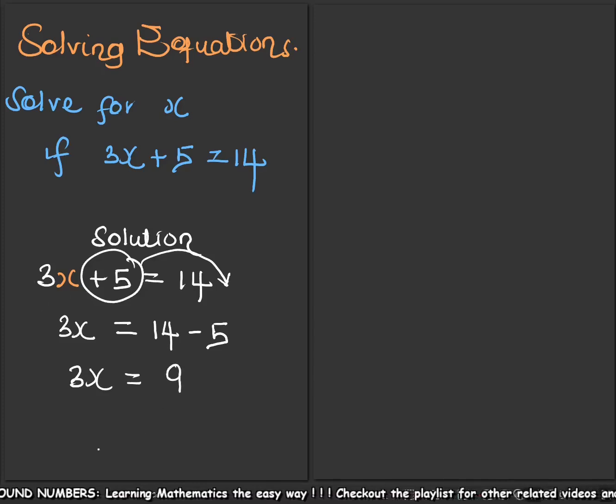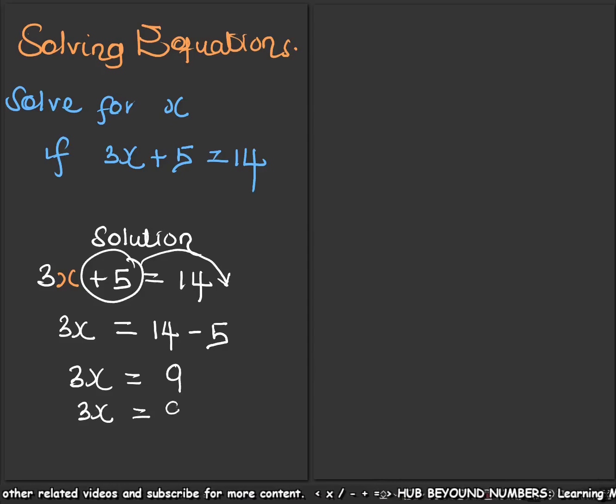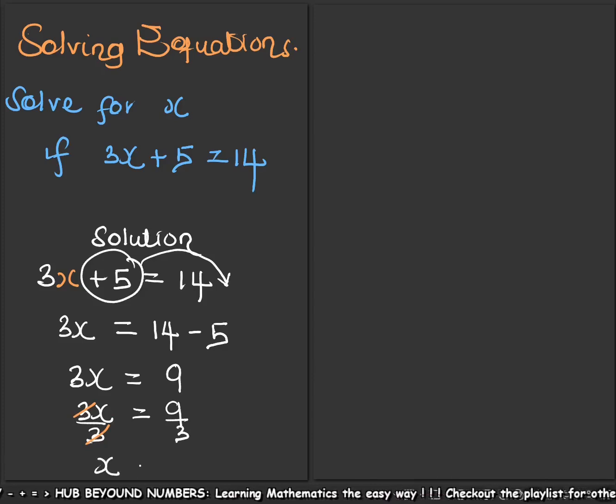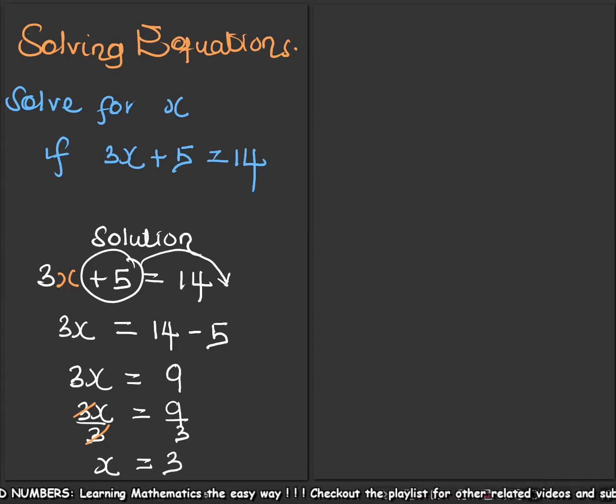We still don't have our x, so we use the inverse operation. What do I mean by the inverse operation? This is 3 times x. So if you want to take out the 3, we have to divide both sides by 3, so that we have 3x all over 3, then this also over 3. Our 3 cancels out the 3, then we are left with our x. So x is equal to 9 over 3, and 9 over 3 gives us 3.